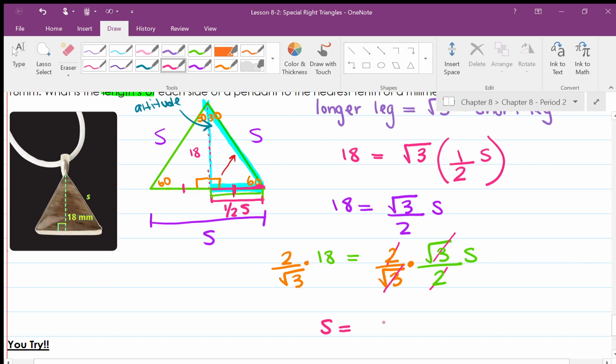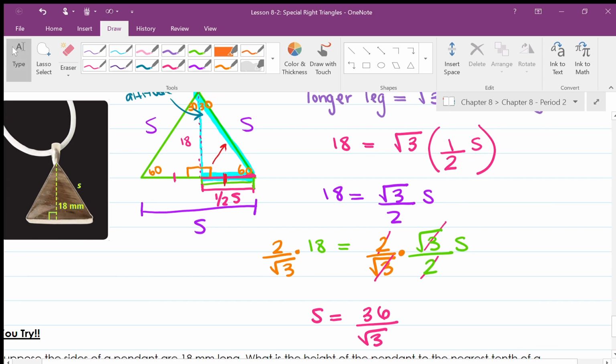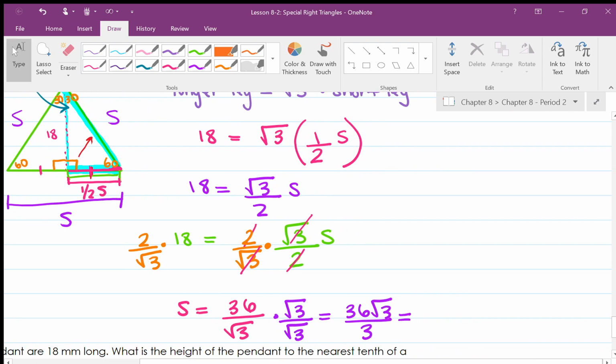Okay, so you do wind up getting S is equal to 2 times 18 is 36 over radical 3. Again, you cannot leave this like this. You have to rationalize it. Once you do, you should get 36 radical 3 over 3, or 12 radical 3 when it's reduced down.